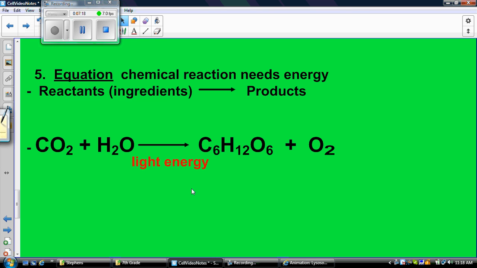So this is the equation for photosynthesis. These are the ingredients off to the left-hand side of the arrow, the reactants. Once you have enough energy for those to react, they're going to make the products for the equation, which is glucose and oxygen.